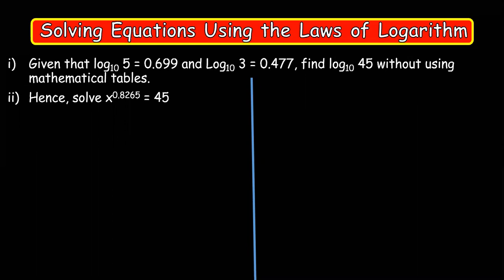Given that log 5 in base 10 is equal to 0.699 and log 3 in base 10 is equal to 0.477, that is the value of log 3. Find log 45 without using mathematical tables. Hence, solve x raised to the power of 0.8265 equal to 45.